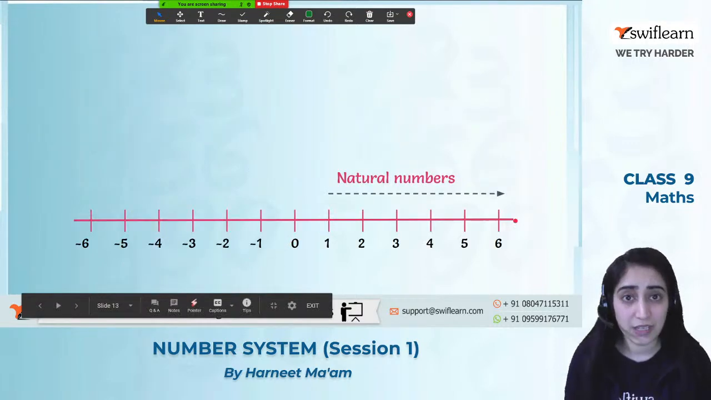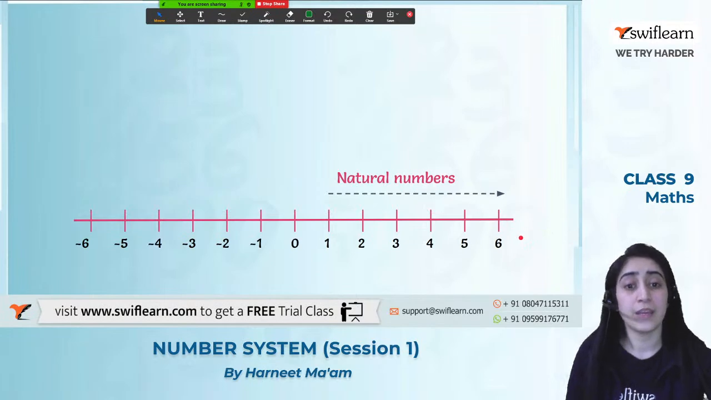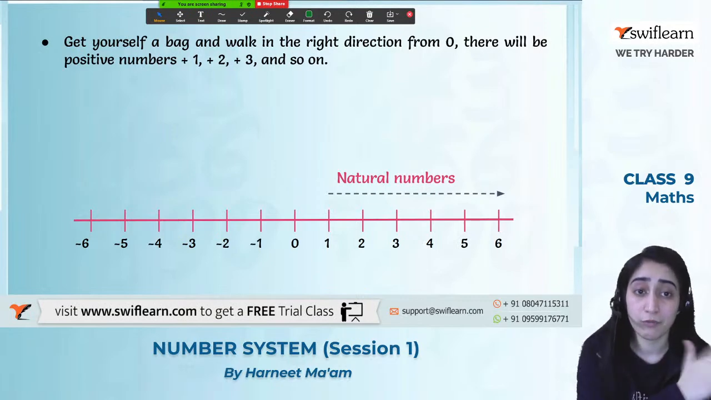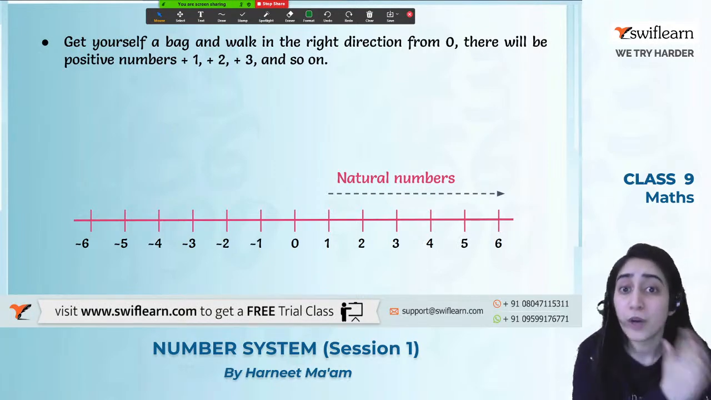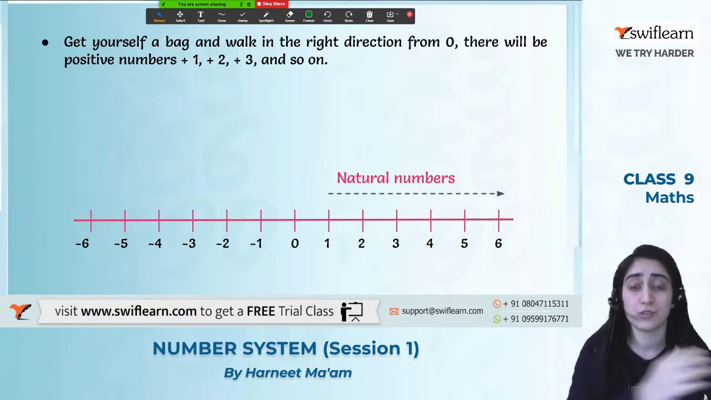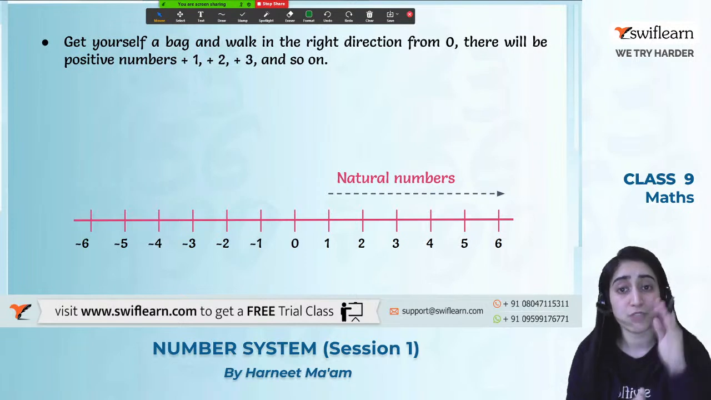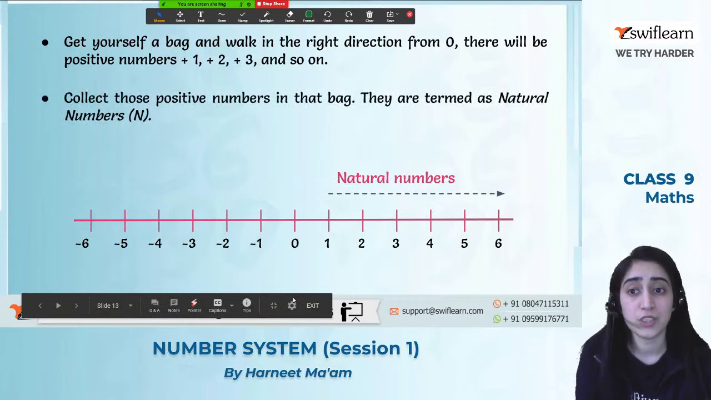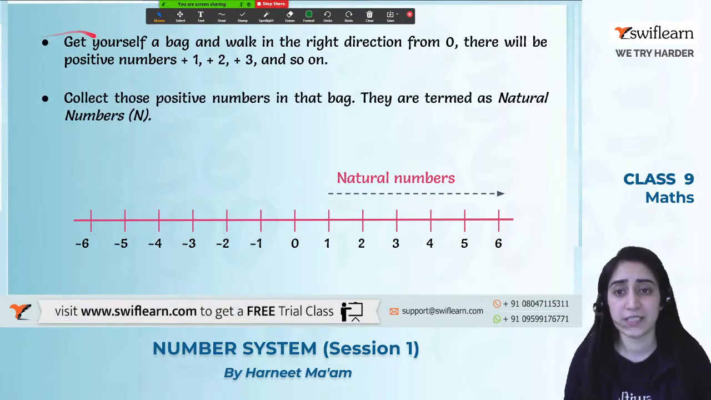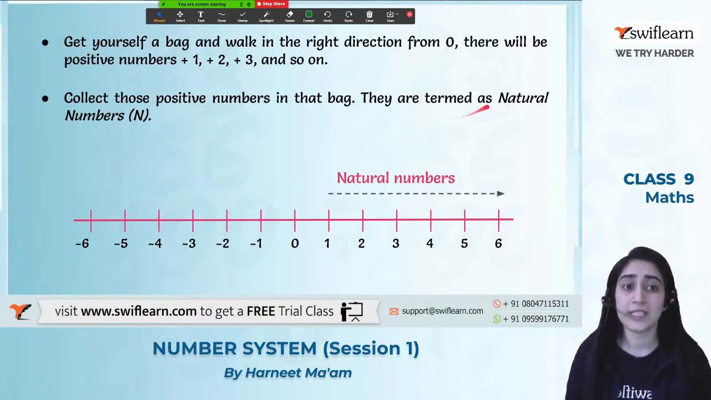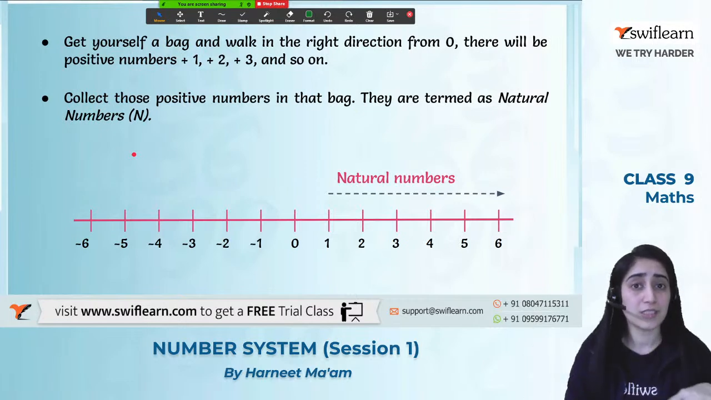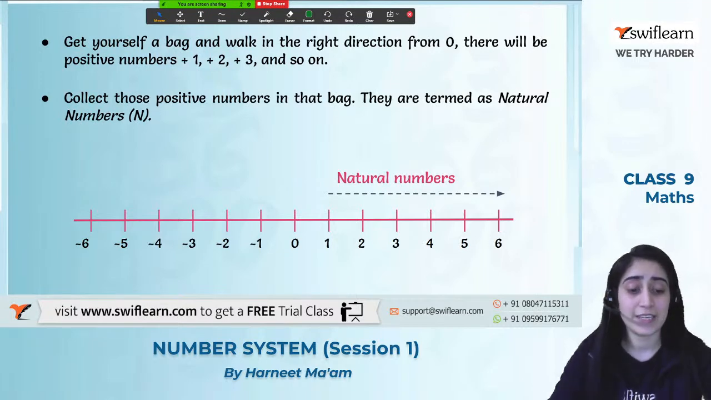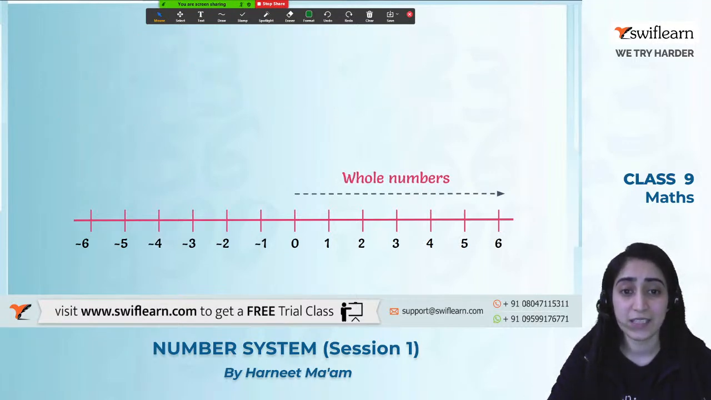See, these are the natural numbers. We know they start from 1 on the number line. So we have to put a bag and walk right away from the 0. There we will have the positive side. So we'll start from positive 1, 2, 3. So in the bag, I'm putting all the things, marbles, starting with the numbers 1, 2, 3, 4, and so on. The collection of these positive numbers in that bag, we term it as a natural number. So when I've collected all the positive numbers, and if someone asks me what is in your bag, I'll say I have natural numbers in my bag. Clear?